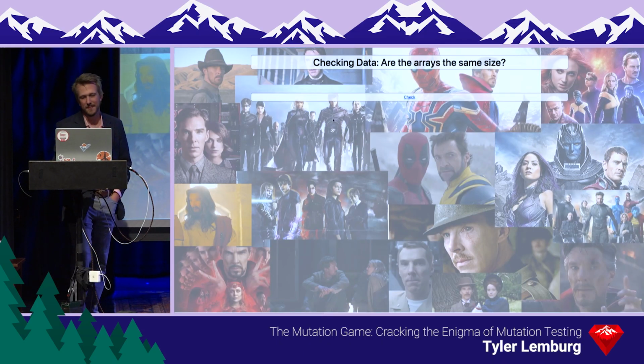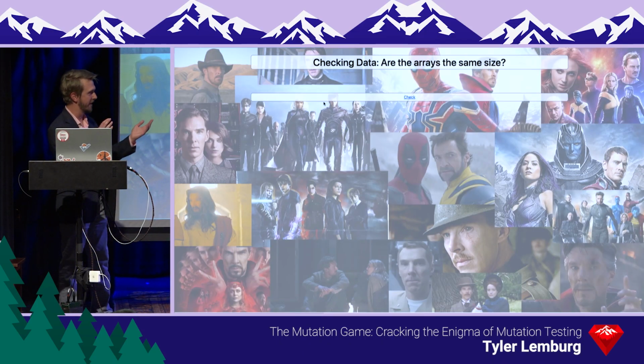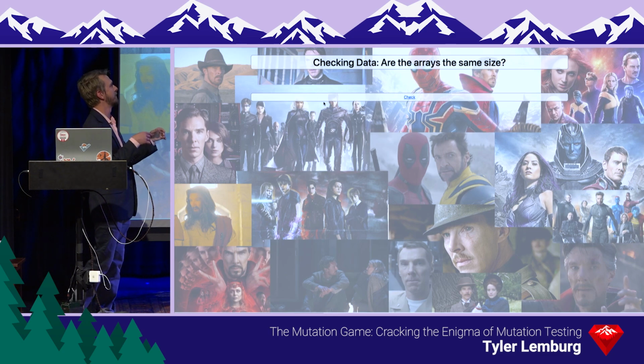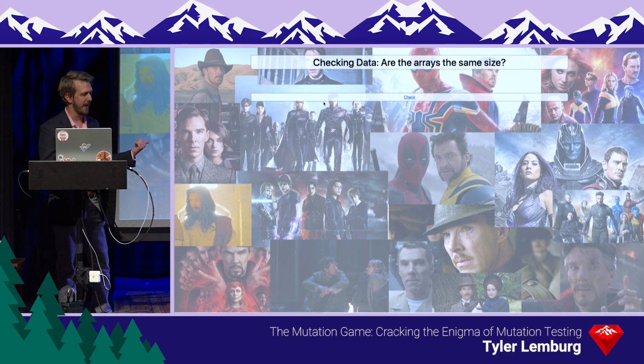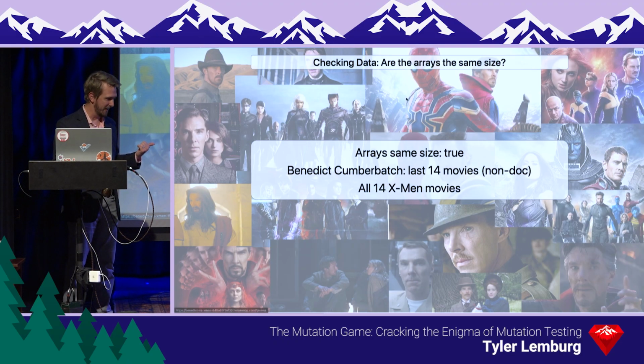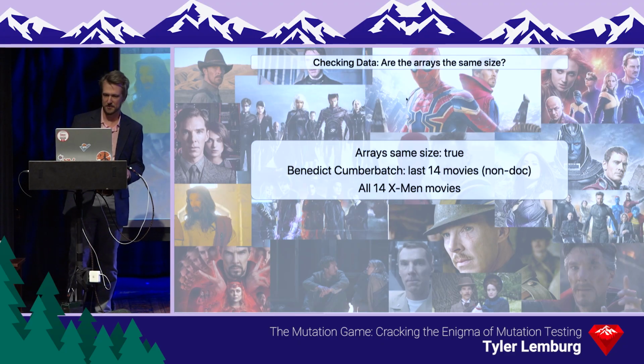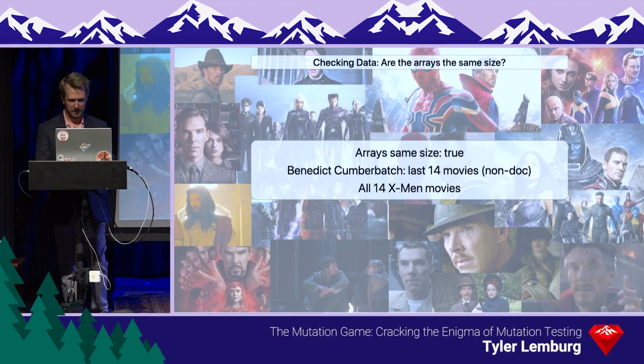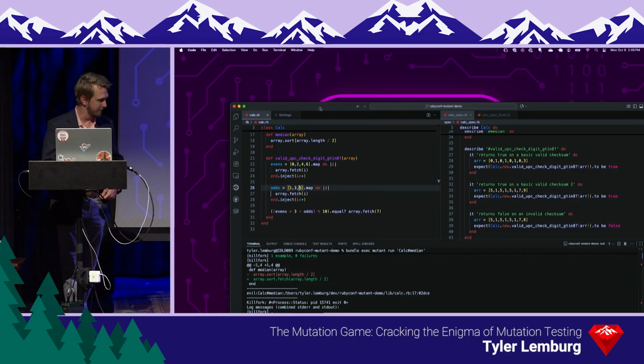There we go. Okay. So the first step, I've created 2 arrays of the box office numbers for the 14 X-Men movies and for the latest 14 Benedict Cumberbatch movies. So I wrote some code just to make sure that they're the same size, and yes, they are. That's what we're looking at here. So let's do some mutation testing on that method.